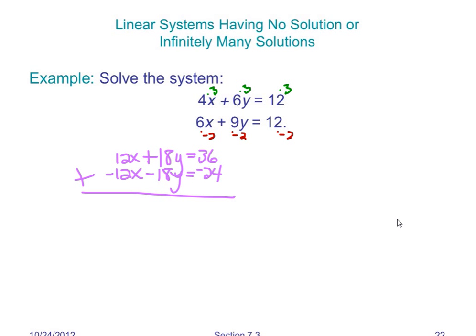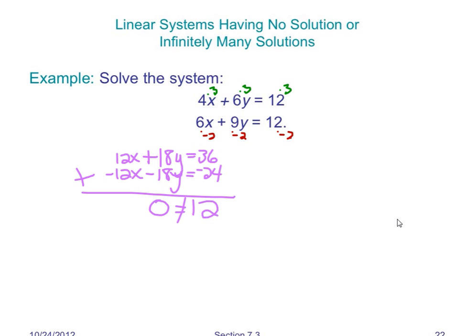If I have 12x plus a negative 12x, that's going to give me 0 x's. If I have an 18y plus a negative 18y, that's going to give me 0 y's. Since everything was eliminated on the left side of the equal sign, I do have to put a 0. 36 plus a negative 24 gives me 12. Now you'll notice that the x's and the y's were both eliminated. And I was left with 0 equals 12, which is clearly not true. 0 is not equal to 12.